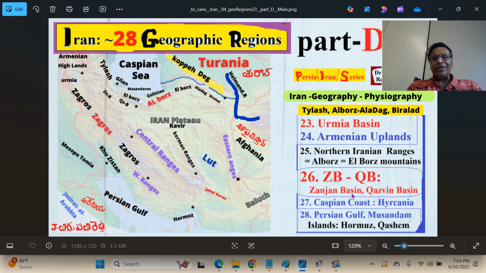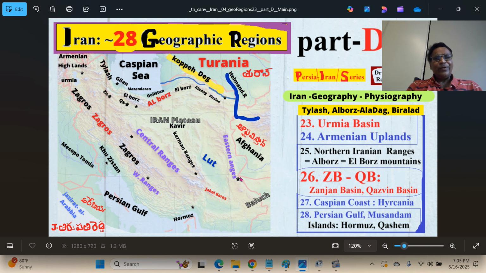ZBQB I use for Zanjan Basin and Qazvin Basin. We see Zanjan province and Qazvin province, west side of Alborz province, that is west side of Tehran province, that is essentially the historic Tehran region. This side, Zanjan Qazvin, is the historic Azerbaijani cultural region. Then we'll talk about the historic Hyrcania region, also called Caspian Coast, essentially from west to east, it will be Gilan and Mazandaran and Golestan, sometimes called Astarabad or Tabaristan and so on.